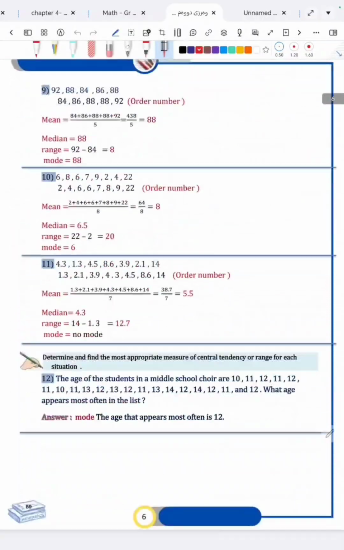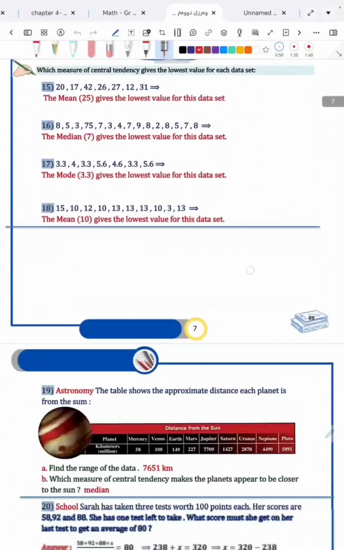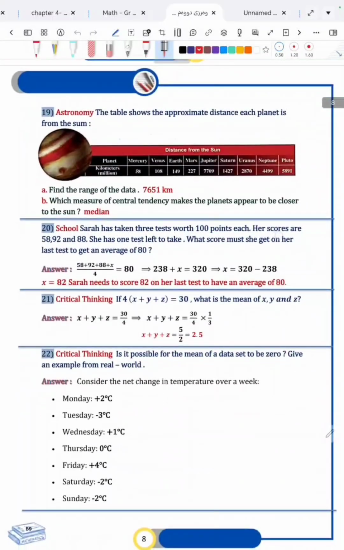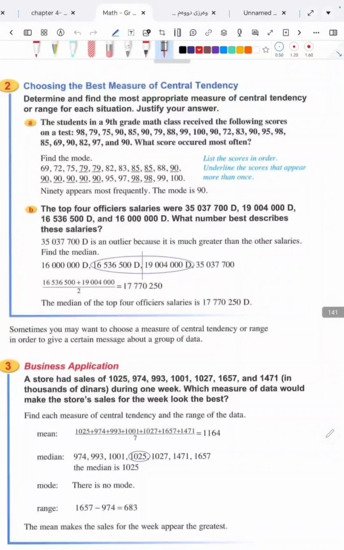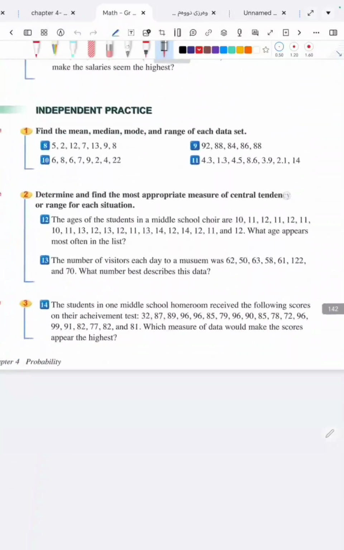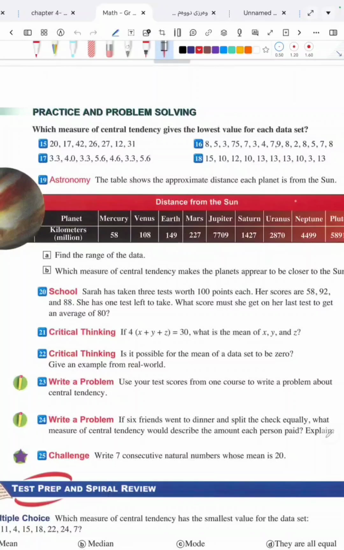Okay, then we have another case in this topic. They ask for what? Look, which measure of central tendency gives the lowest value for each data set? Okay, this is very important. When you have a question like this, we don't care about range. We will find median, mean, and mode. Okay, then decide which one has the least value.